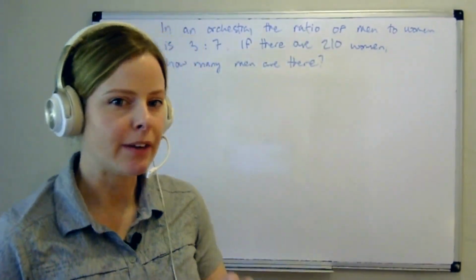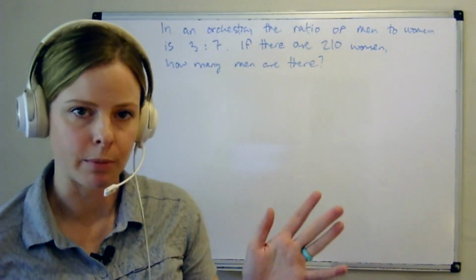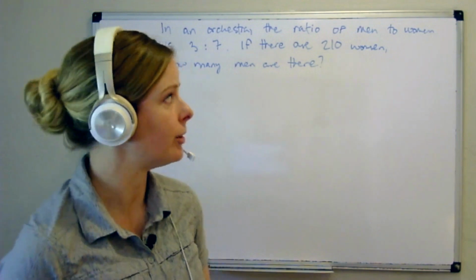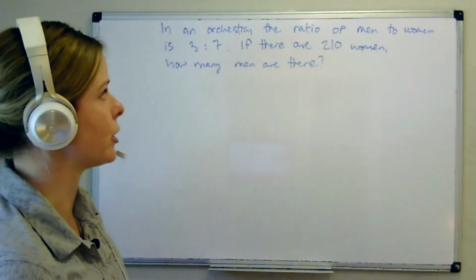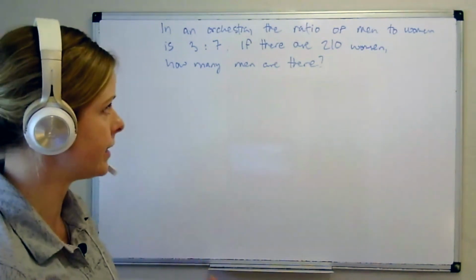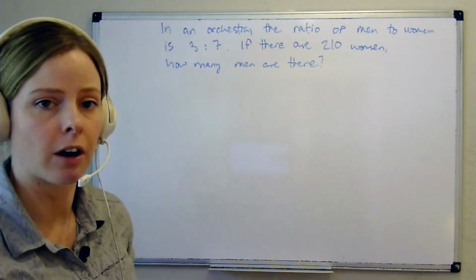All right. If you didn't have enough time to solve that through, then you can feel free to go back and pause on that screen for as long as you need. But let's go ahead and talk through the question. So here we've got a ratio question, and we're told that in a certain orchestra, the ratio of men to women is 3 to 7. And then the question asks, if there are 210 women, how many men are there?